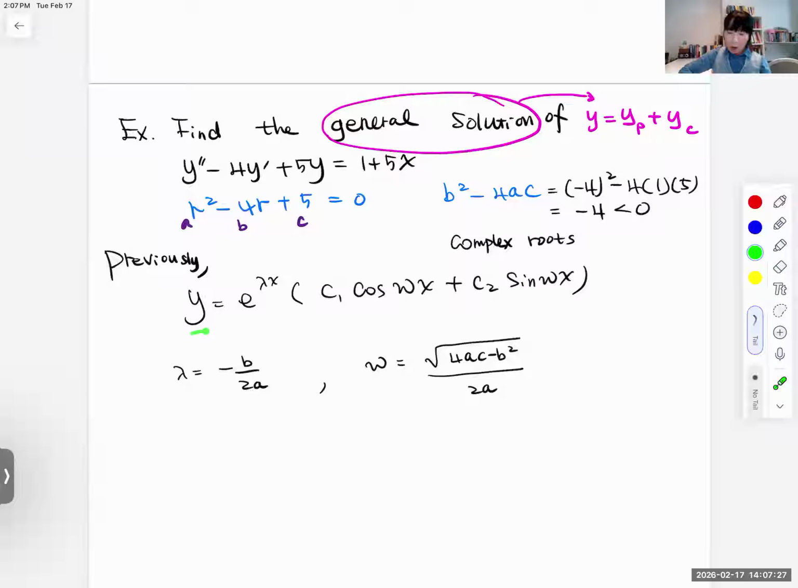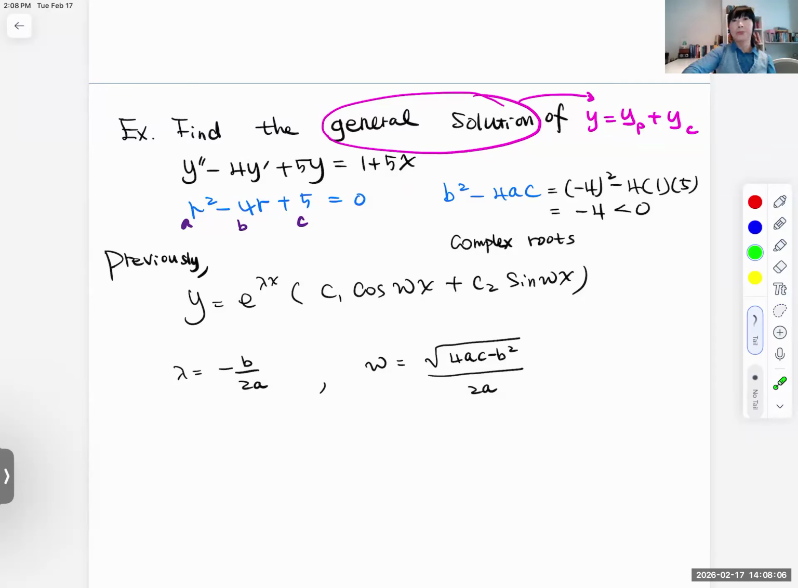So that is y equal to e to the lambda x times c sub 1 cosine omega x plus c sub 2 sine omega x, yeah? Okay, then how do you find this lambda? So lambda is negative b over 2a, the formula, right? And omega is square root of 4ac minus b squared, over 2a, right? So we just apply the formula here. Okay, let's do it.